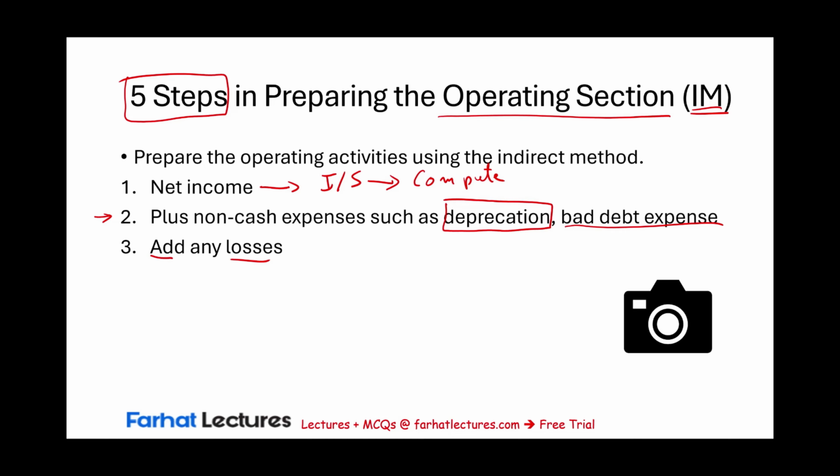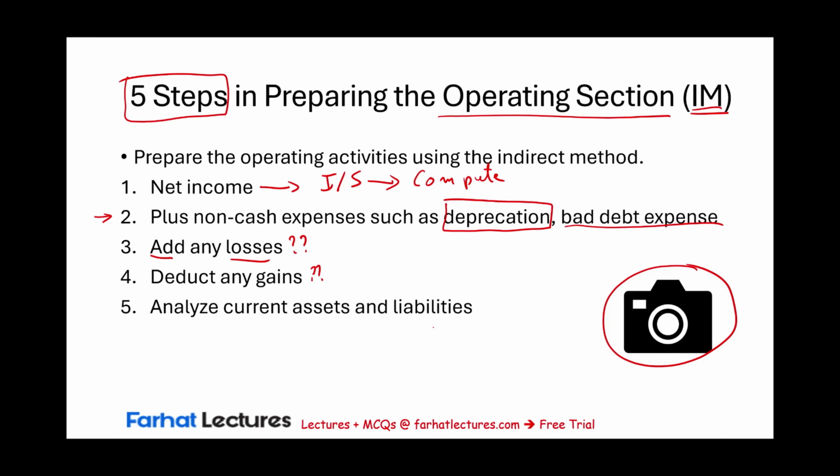You add any losses. Hold on a second. Add losses. Why? Don't worry. Just take a picture of this step, because as I'm working the example, I'm going to explain why. Then you deduct any gains. Why? We're going to explain that in a moment. And the fifth step: analyze current assets and current liabilities. And this would be the most involved. So this step will be the most, not difficult, the most challenging, and you're going to see why. You're going to have many items you have to deal with, and you have to have a good understanding of what we mean when we say analyze current assets and current liabilities. So this step is very, very important.